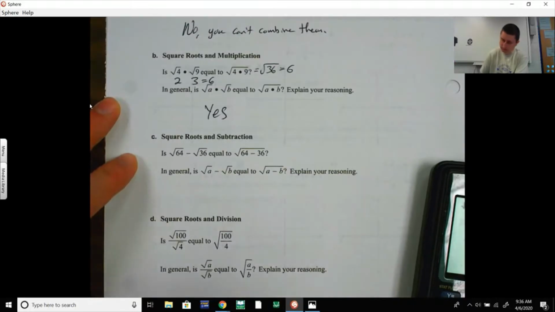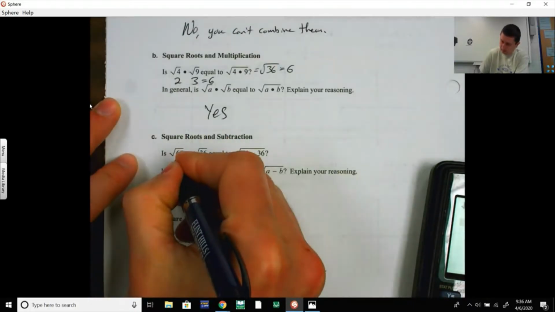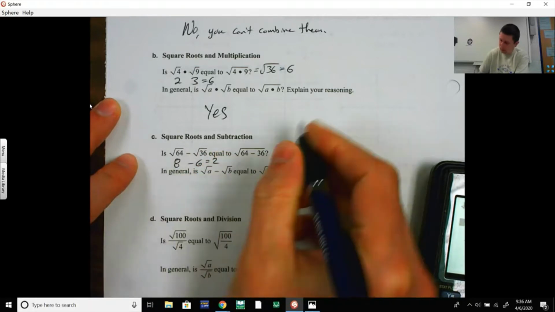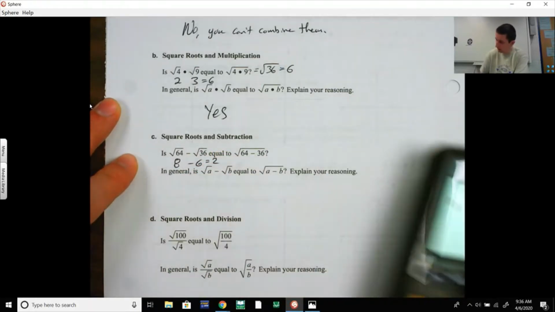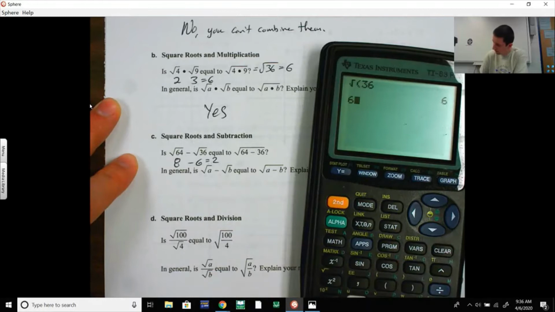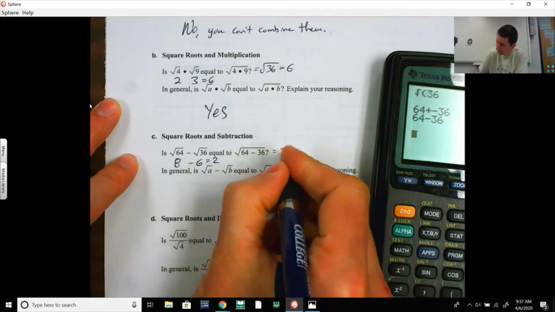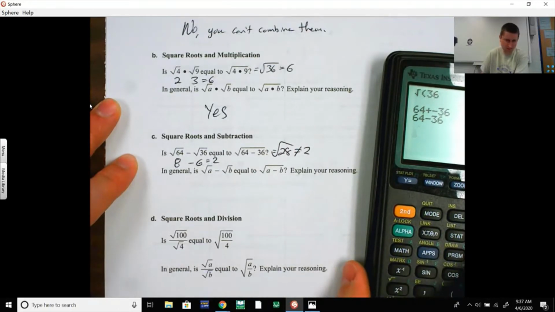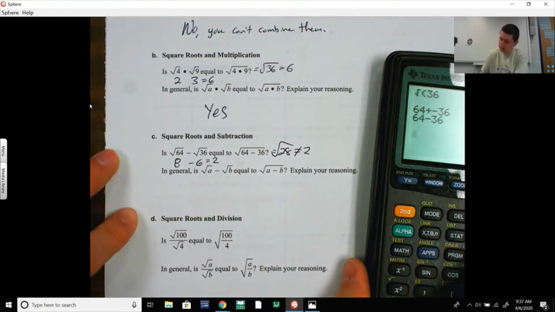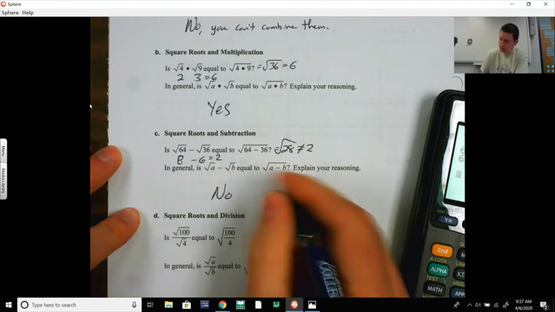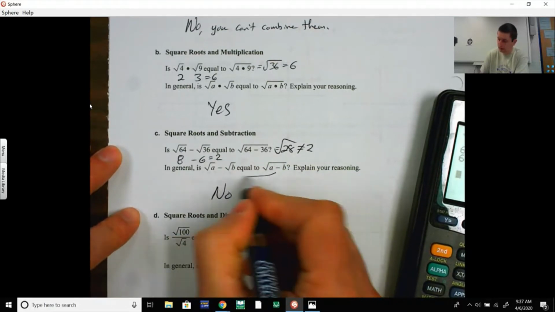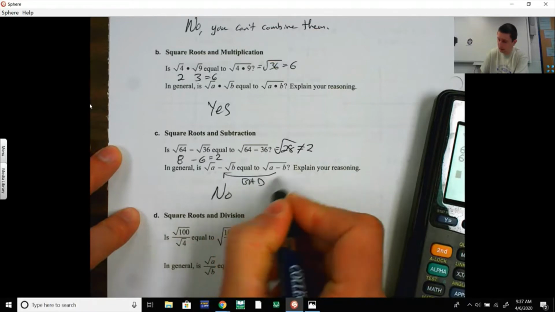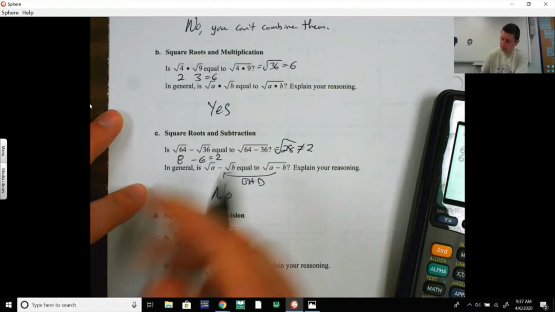Subtraction, do you think this would work? That's 8 minus 6, that is 2. This is 64 minus 36. Oops. Should have done it in my head by then. Square root of 28. And the square root of 28 does not equal 2. That's going to be a little over 5. Square root of 25 is 5, so a little over 5. So if you're subtracting two things, you cannot do that step right there, or the other way.